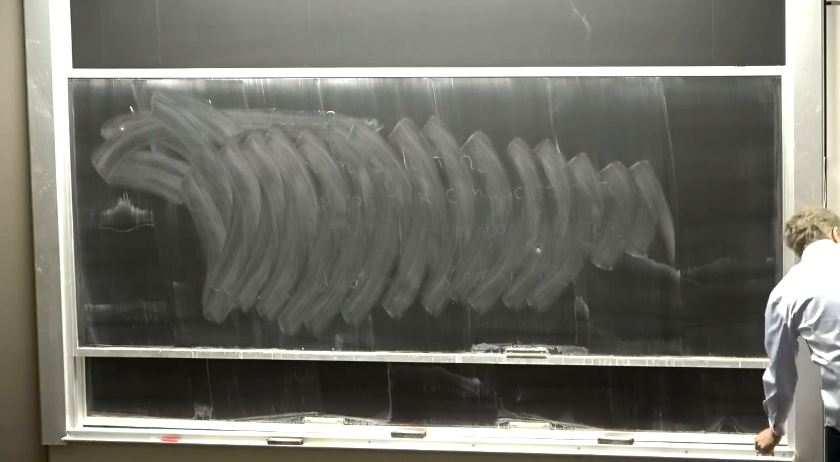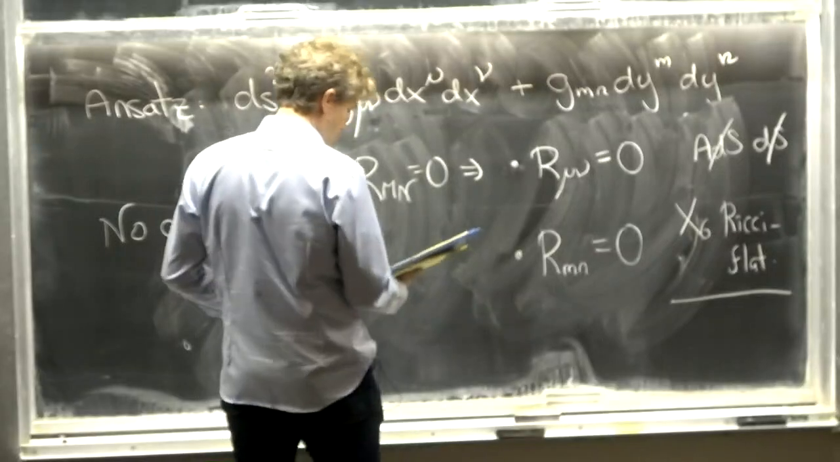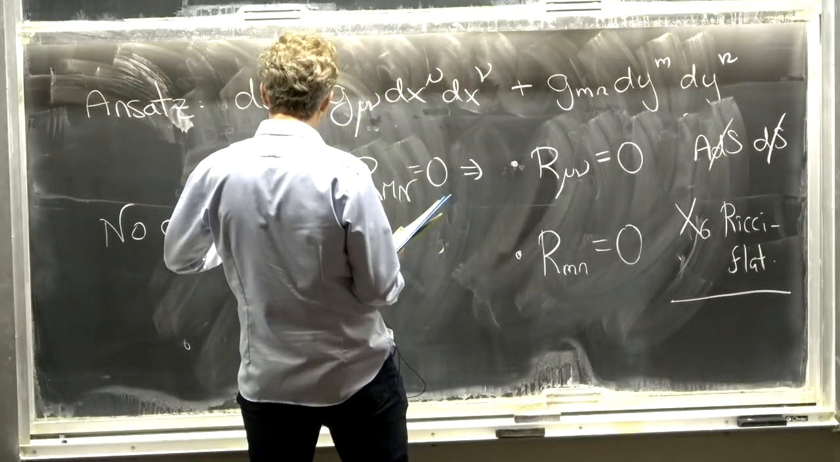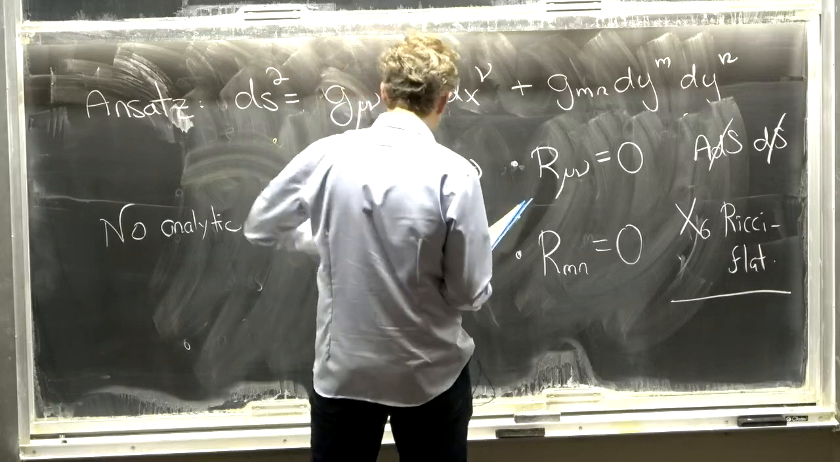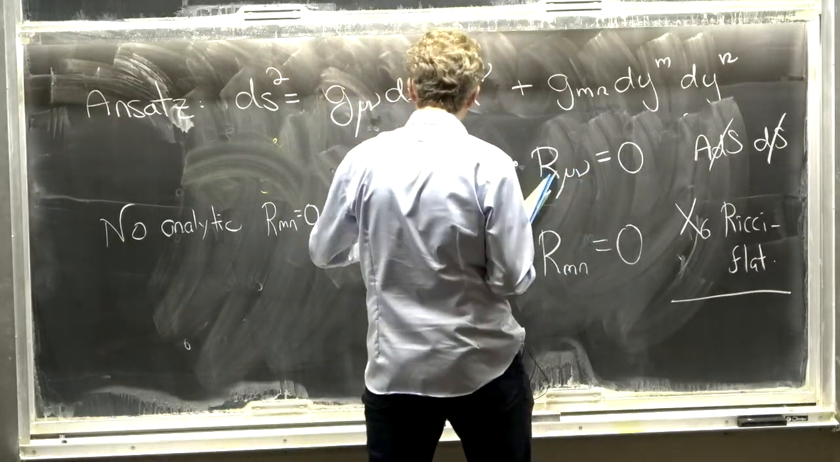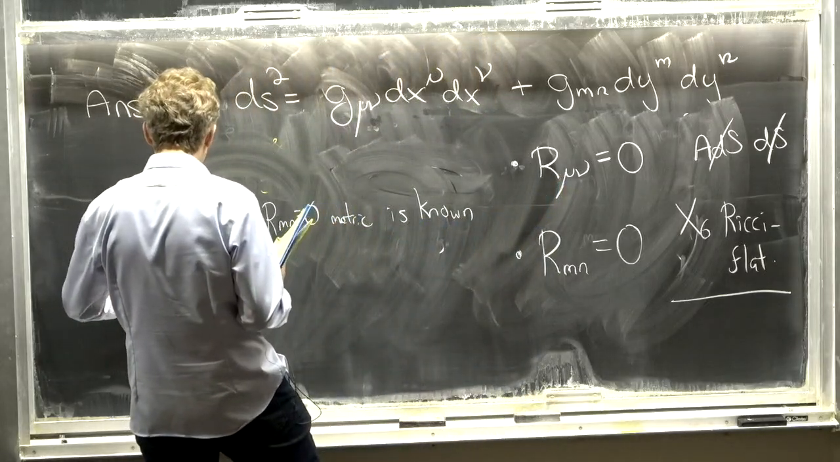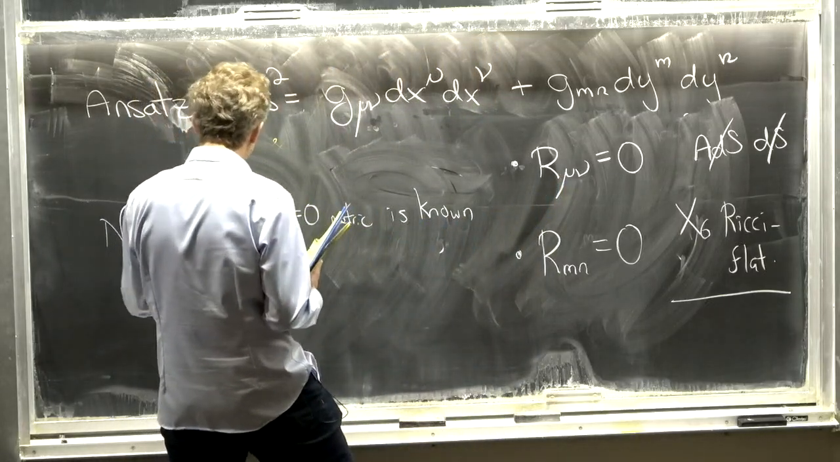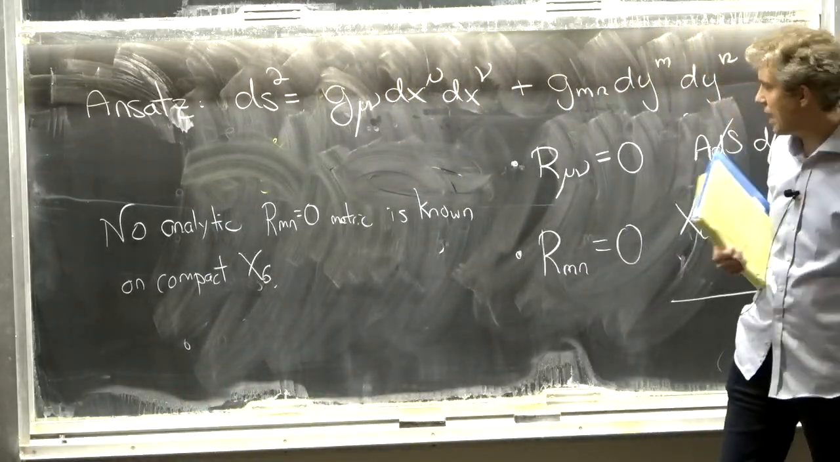So, no analytic R_mn equals 0 metric is known on compact X6. What about the 6 torus?